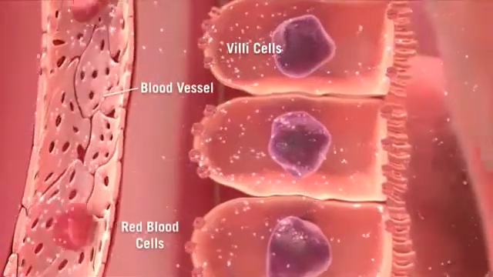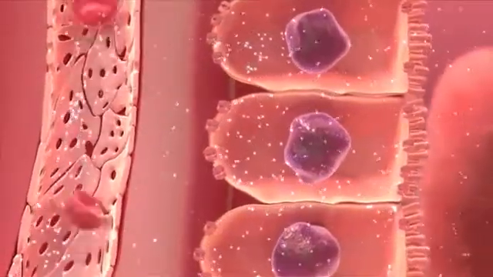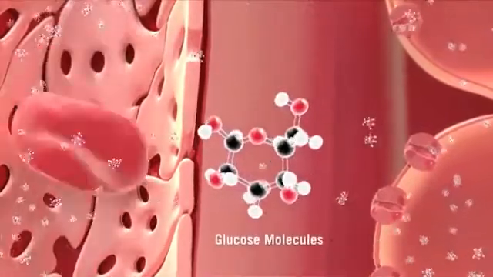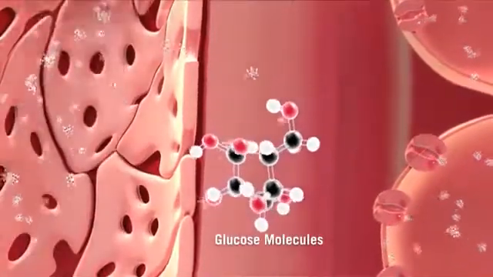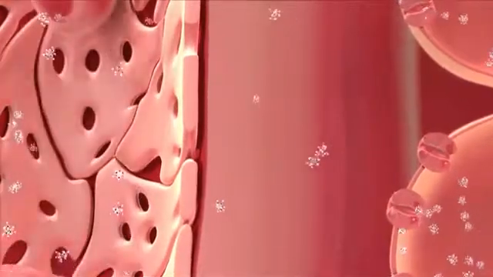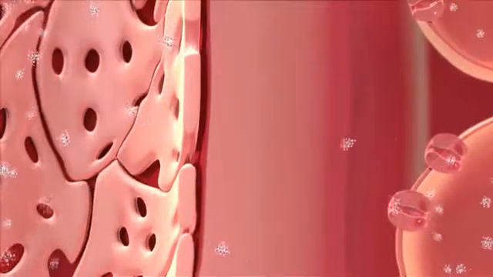Molecules from the food we eat can pass through the villi cells into the bloodstream. Watch how these glucose molecules are moving into the bloodstream. This is also what happens with molecules of amino acids. The bloodstream carries glucose and amino acids to every cell in the body.